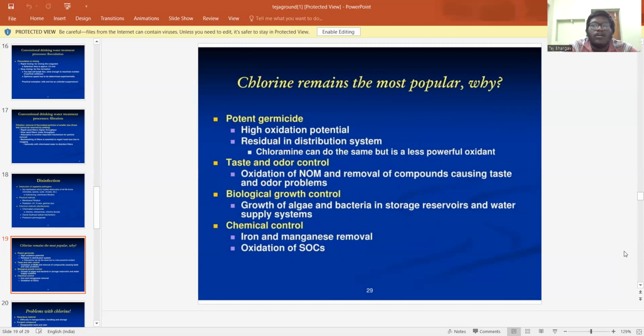Taste and odor control: oxidation of NOM and removal of compounds causing taste and odor problems. Next, biological growth control: growth of algae and bacteria in storage reservoirs and water supply systems, as well as chemical control, iron and manganese removal, and oxidation of SOCs.